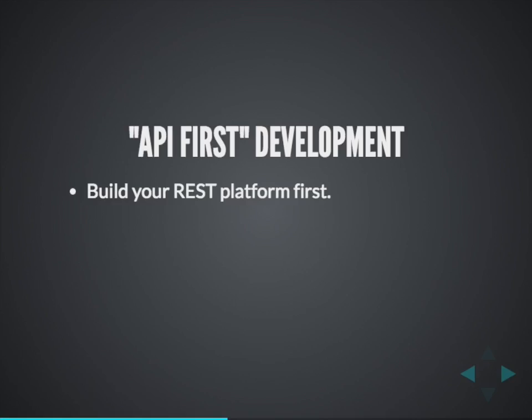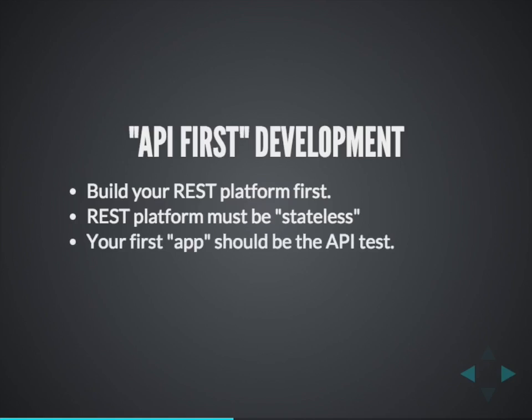The next point is, in my opinion, the most important one. Well, okay, this is very important, but I actually added this bullet here because another really big push is that the REST platform must be stateless. And I'm going to go into what that actually means later in this presentation, what a stateless REST API is and how that works. This next bullet, I hope, in my opinion, is the most important one, which is your first app should be an API test that sits on top of that REST API.